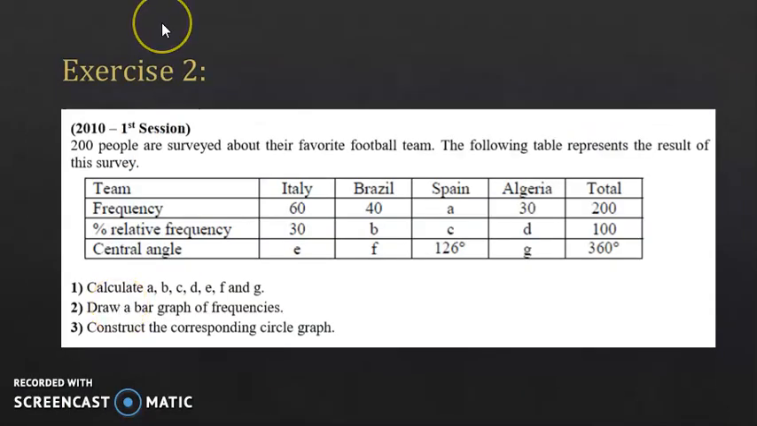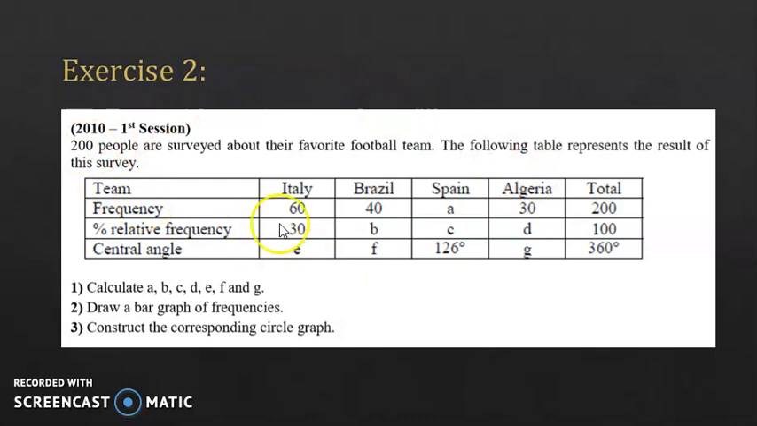Second exercise, it's the first session of 2010. Also, try to do it by yourself before I do it. Now, 200 people are surveyed about their favorite football team. The following table represents the result of this survey.